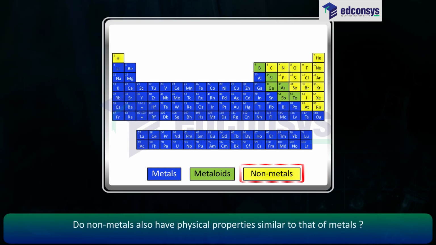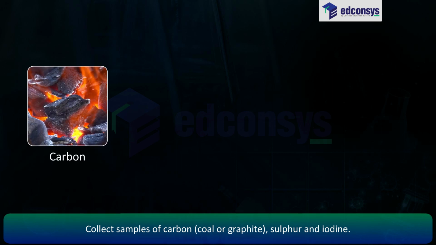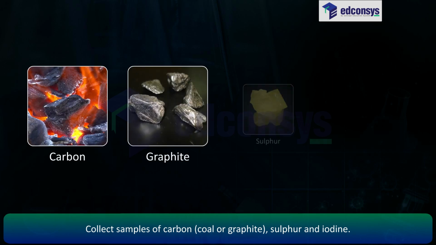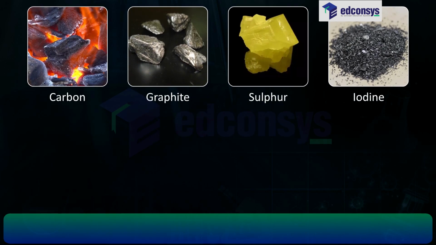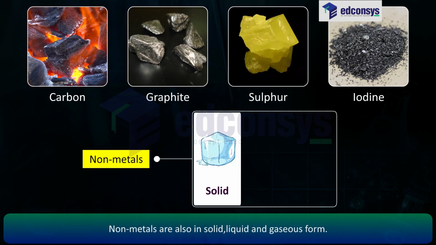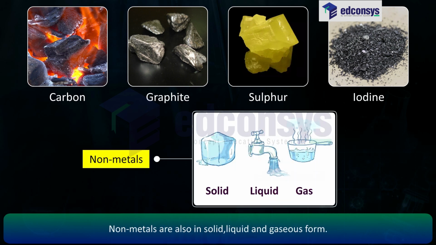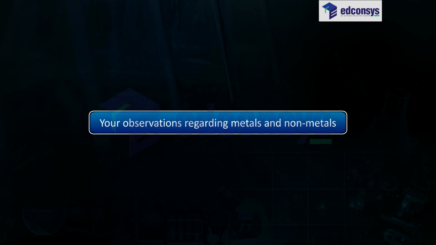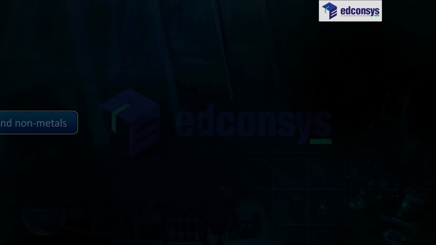Do nonmetals also have physical properties similar to that of metals? Let us find out. Activity. Collect samples of carbon, coal or graphite, sulfur and iodine. Nonmetals are also in solid, liquid and gaseous form. Note your observations regarding metals and nonmetals.